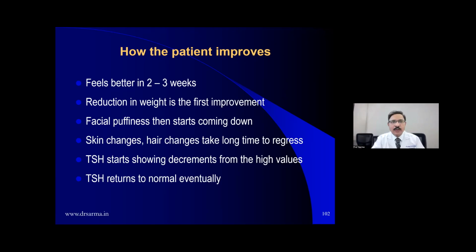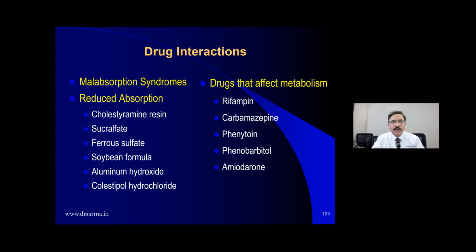Malabsorption, of course, will reduce absorption. Reduced absorption can occur with resin used for hypercholesterolemia, sucralfate, ferrous sulfate, soya formulations, aluminum hydroxide, cholestyramine. These are the drugs which reduce the absorption of the thyroid hormone. There are certain drugs which interfere with the metabolism of the thyroid hormone: rifampicin, carbamazepine, phenytoin, phenobarbital, and amiodarone. This amiodarone drug will interfere with everything. If there is a drug that interferes with other drugs, amiodarone is the first drug.